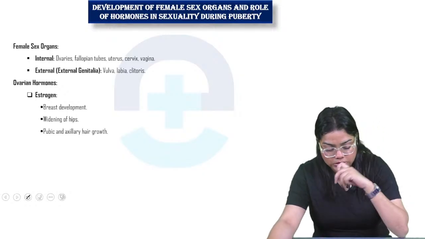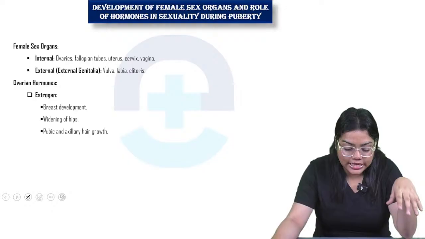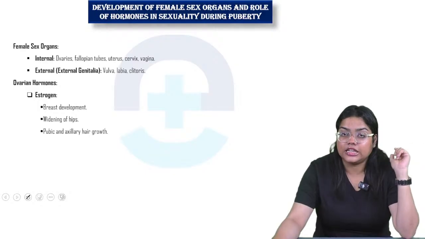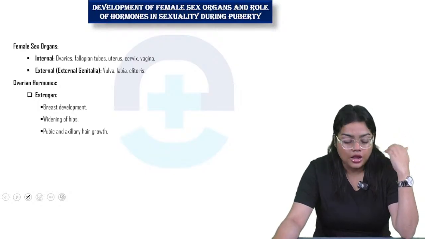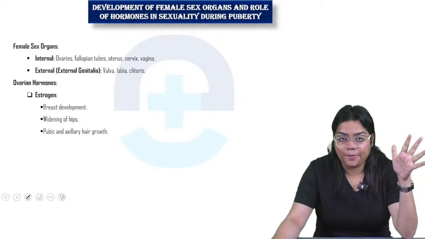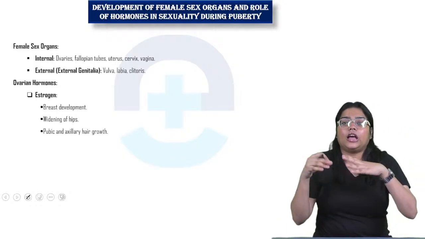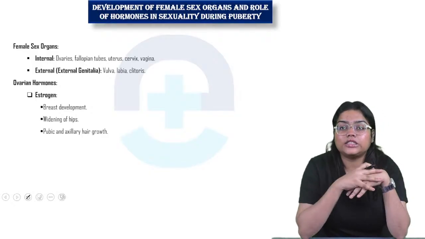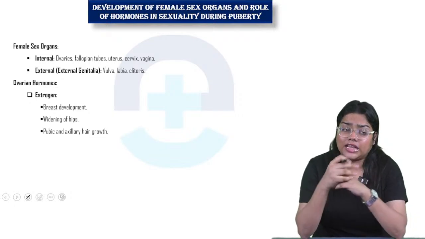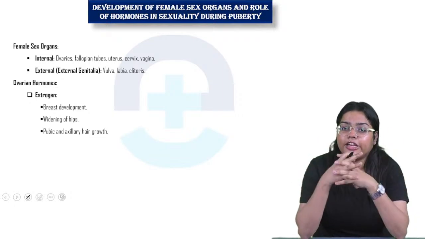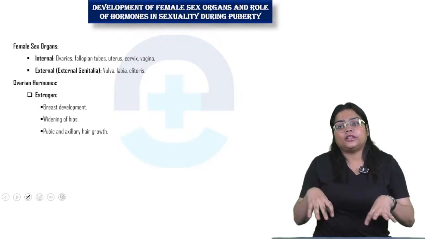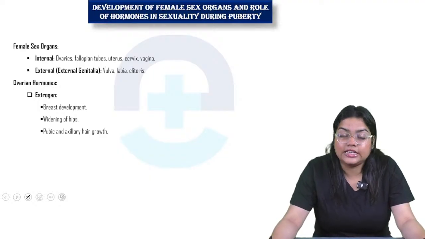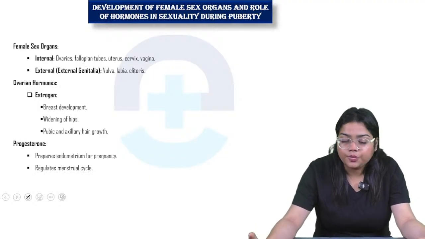Then the ovarian hormones, like estrogen. In the puberty stage, the estrogen hormone will increase, which helps in breast development and widening of the hip areas. The hip area plays a very important role in women because of bearing the child, the weight of the child, the placenta, and amniotic fluid. It has a lot of weight, so to bear that, our hips will also start widening. Then pubic and axillary hair will grow as a sign of puberty.